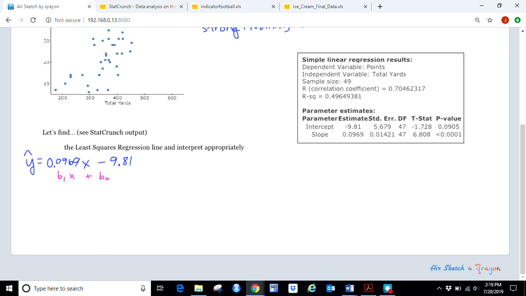All right, now let's worry about the interpreting part. Let's interpret slope first. I'm starting with slope because we will always interpret our slope. It's a pretty small number, 0.0969. It's positive, like I expected to see, that positive slope. So what this means is, if x increases by 1, I expect y to then go up 0.0969.